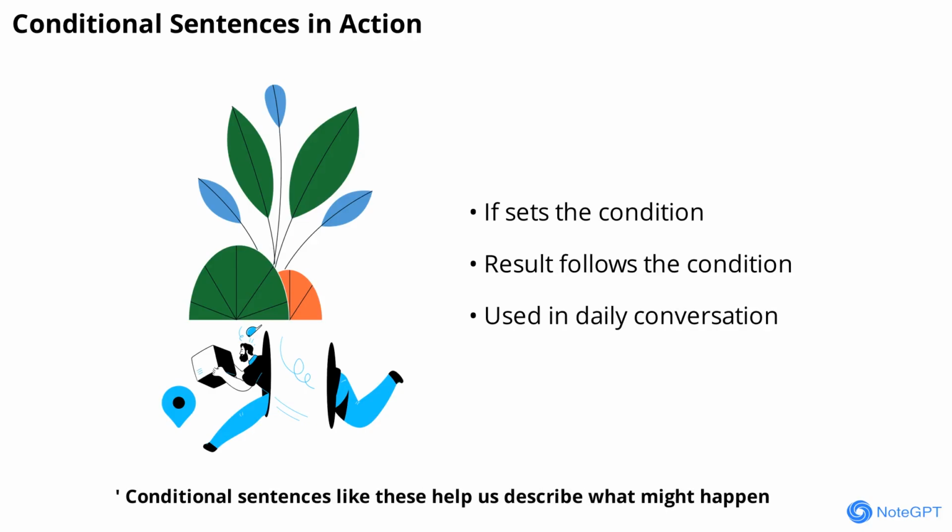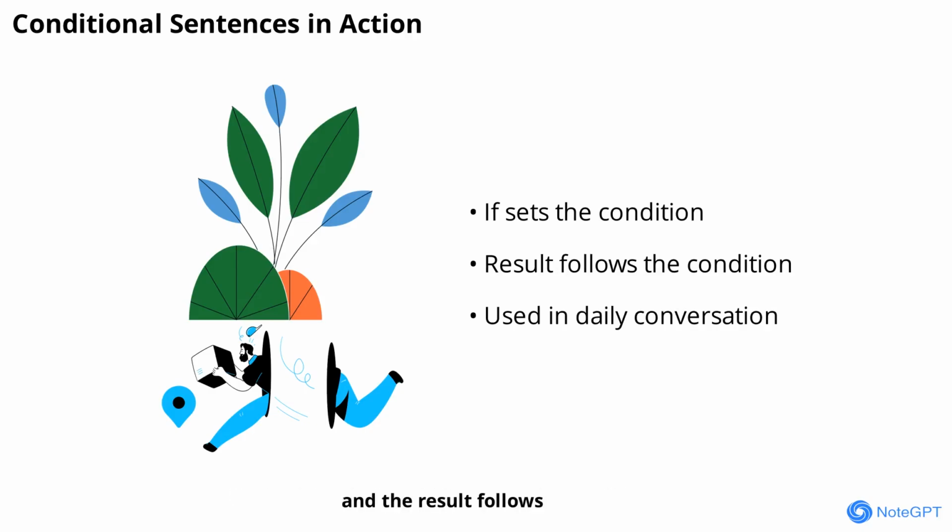Conditional sentences like these help us describe what might happen depending on a specific event. Notice how the word "if" sets up the condition and the result follows. This structure is everywhere in English, from casual chats to formal writing.